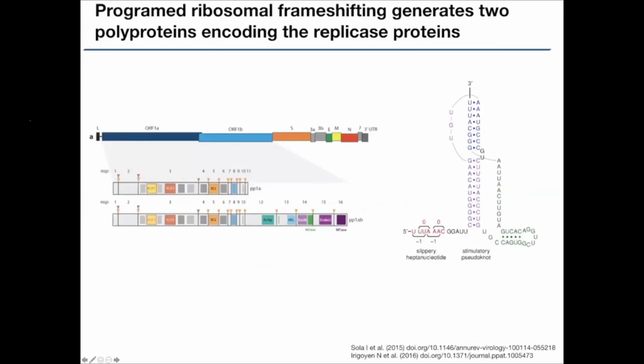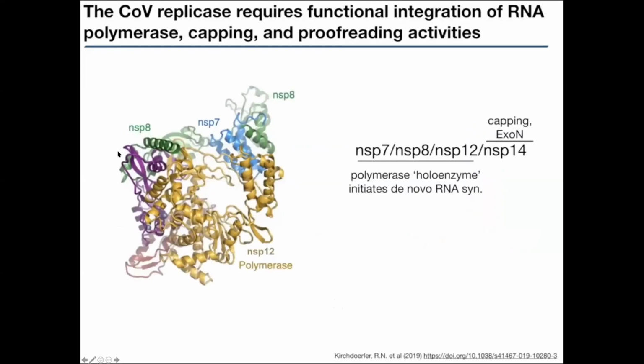Now, the virus uses programmed ribosomal frameshifting to generate two polyproteins encoding the replicase protein. As you saw earlier, we have ORF1a and ORF1b that code the RNA-dependent polymerase. Somewhere in the middle between ORF1a and 1b, there is a pseudoknot and a slippery heptanucleotide sequence that you see here. As the ribosome is processing that message, it can slip back by one nucleotide and then read through to ORF1b, creating an ORF1a/1b polyprotein. That polyprotein can then be cleaved by a number of different proteases to create different parts of the RNA-dependent RNA polymerase. This is shown here.